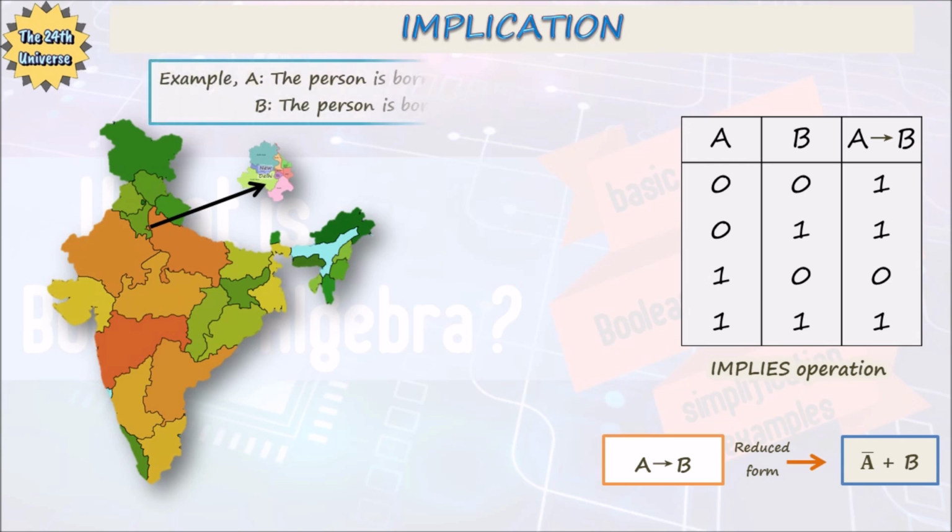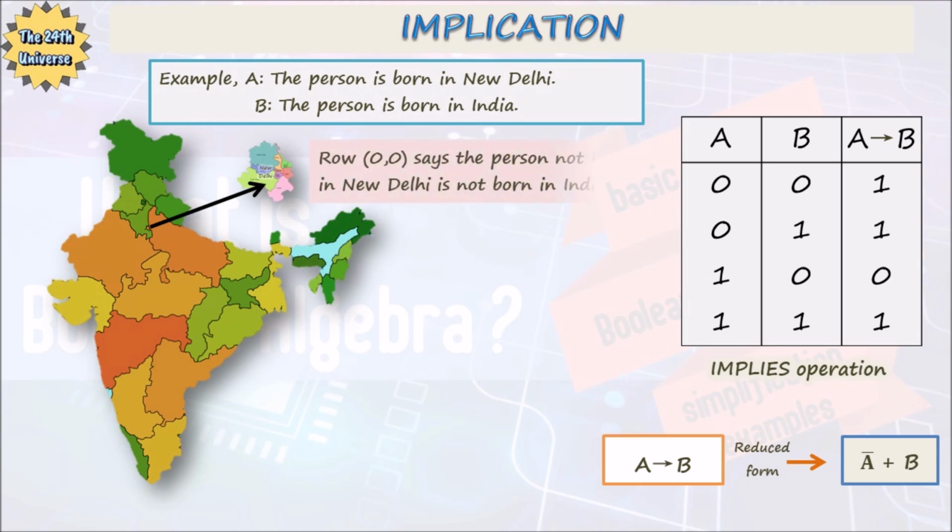Now, consider two propositions denoted with A and B. A says the person is born in New Delhi. B says the person is born in India. Now, let us apply the implication truth table for A and B as follows. Row 00 says the person not born in New Delhi is not born in India. True, it is possible. That person is not born in any state of India and definitely not born in India. This might not be true all the time, but it is not impossible.